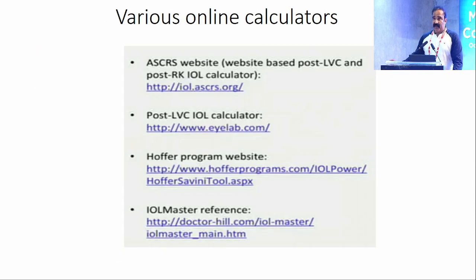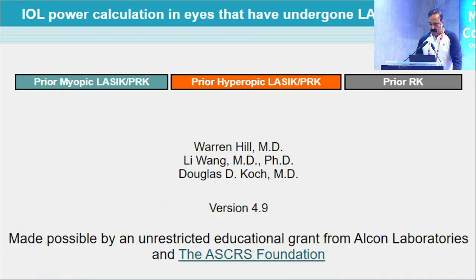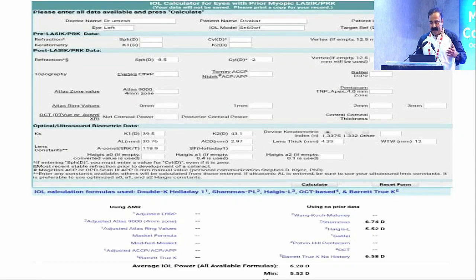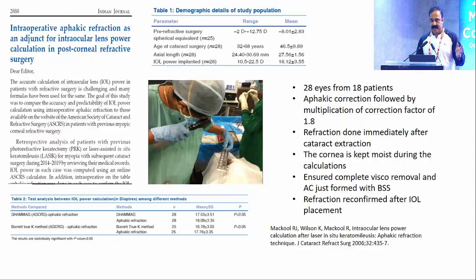The other way, which the majority uses, is to go for the online calculators. Among these online calculators, as I said, the ASCRS is the one that is commonly used. So in that, you go to this site, click on this, and it asks you to enter the data, everything: K, axial length, AC depth, and gives the IOL power that is required.